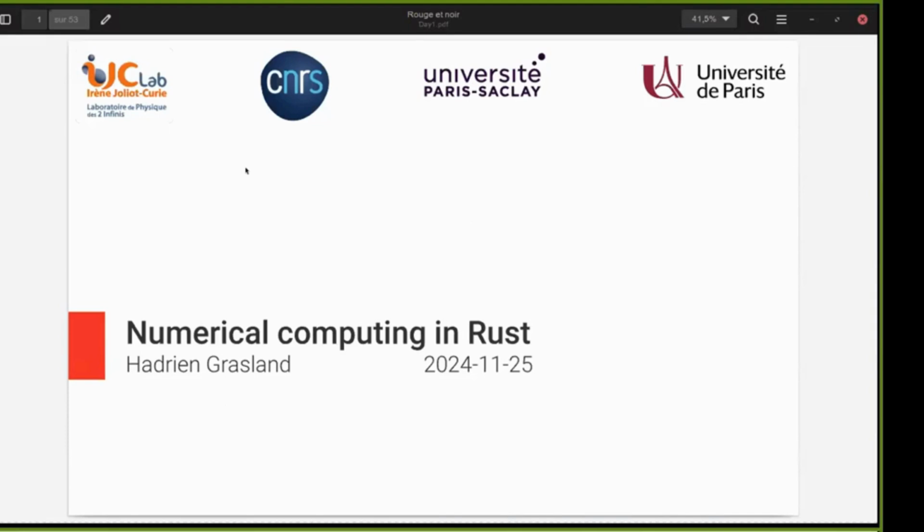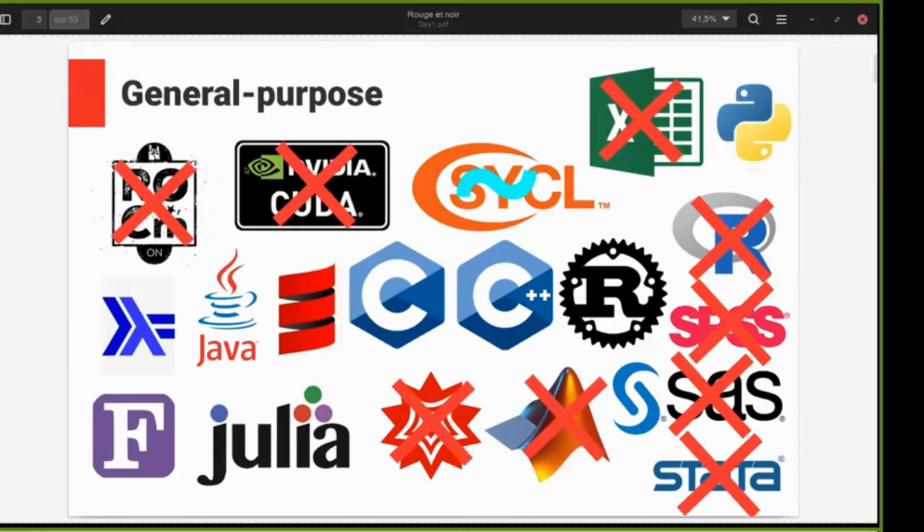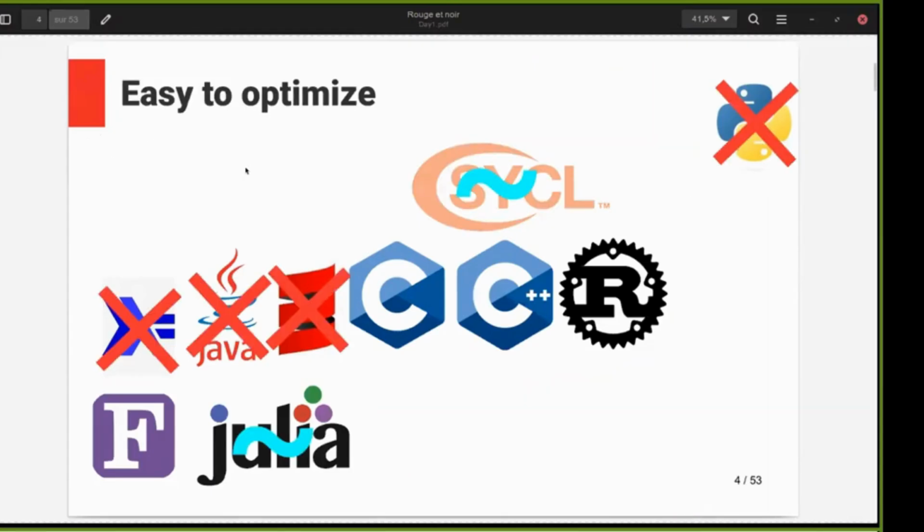As an introduction, I wanted first to give a bit of motivation for why you might want to use Rust for numerical computing and how it differs from its competition. So let's start by asking the question, what would be my ideal compute language? We can do numerical computation with many different tools, from Excel to Python. First of all, I like general purpose tools. I don't like to use one different tool for each thing I do. That unfortunately eliminates quite a few tools which are specific to some hardware or some kind of computation.